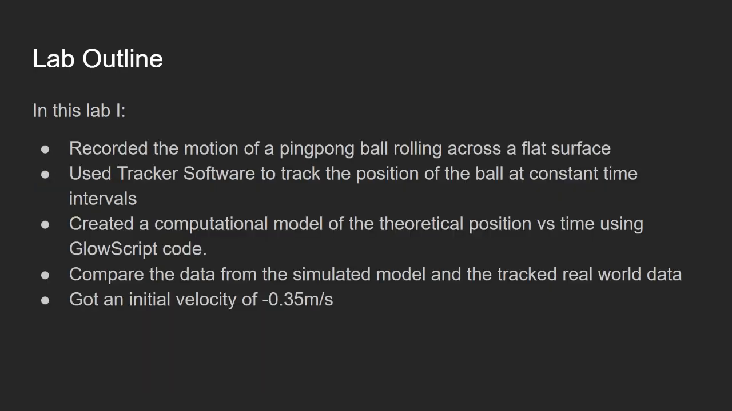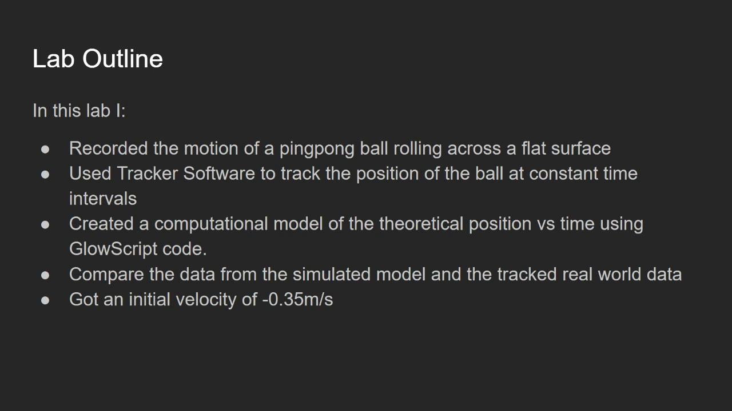For the outline of this lab, I recorded the motion of a ping pong ball rolling across a flat surface. I used the Tracker software to track the position of the ball at constant time intervals, using a frame rate of 30 frames per second. Then I created a computational model of the theoretical position versus time using GlowScript code. It was important in this code that the time step was also 30 time steps per second, so it lines up with the Tracker software.